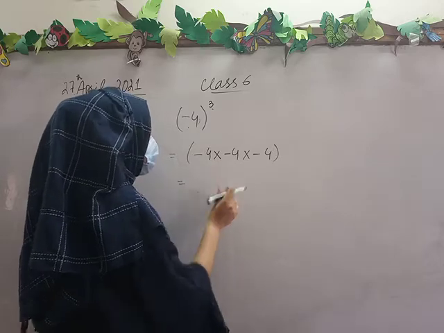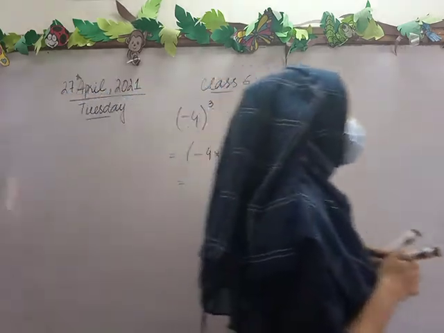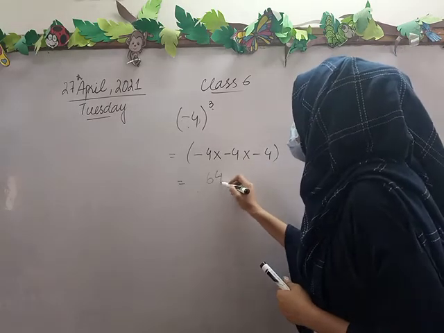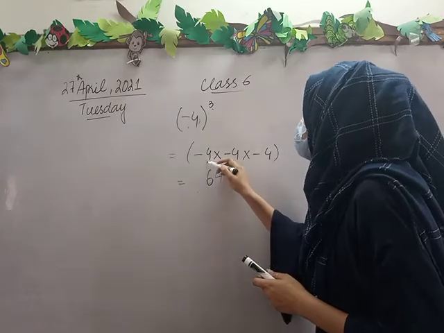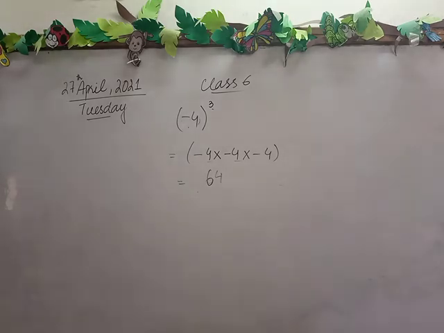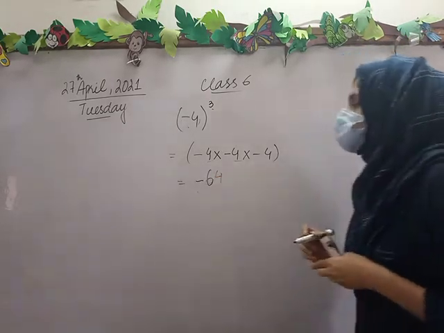in next step we will avoid signs first and solve the multiplication. So 4 into 4 is 16, and 16 into 4 is, class, very good, 64. So we will write 64, which is the multiplication of 4 into 4 into 4. Fine. And what about the sign? Very good. We will write minus with 64.